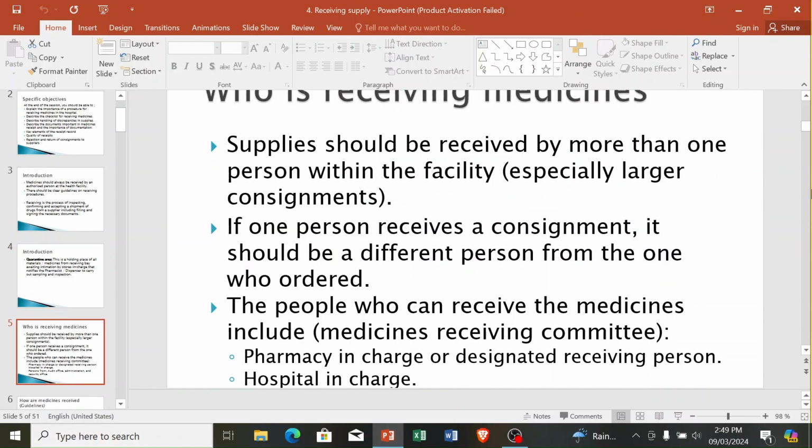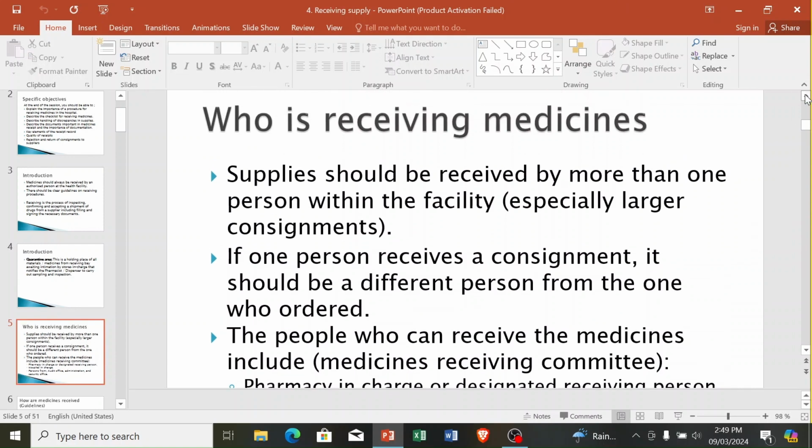Who is receiving medicine? We need to know which people are authorized, and which personnel are required to be present when we are receiving medicine. We don't need to have only one person receiving medicine. We need to have witnesses, and those witnesses also have their specific role in the process of receiving. So supplies should be received by more than one person within the facility, especially large consignments. If one person receives a consignment, it should be a different person from the one who ordered.